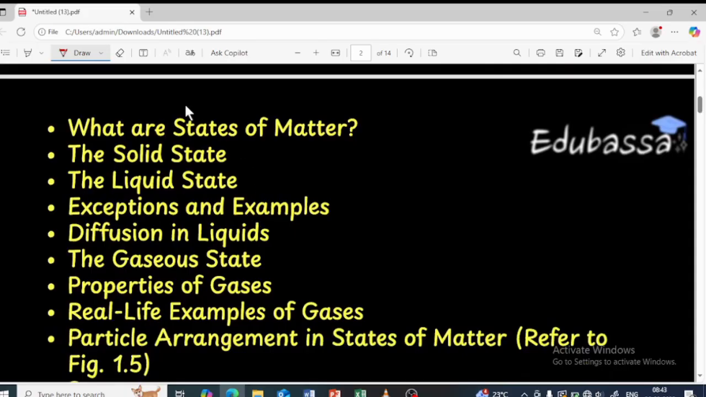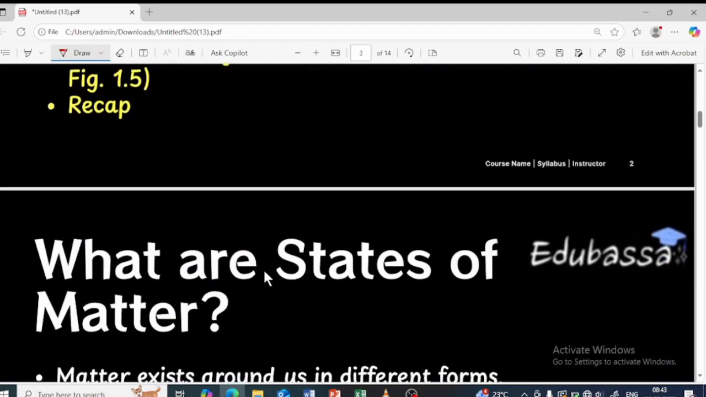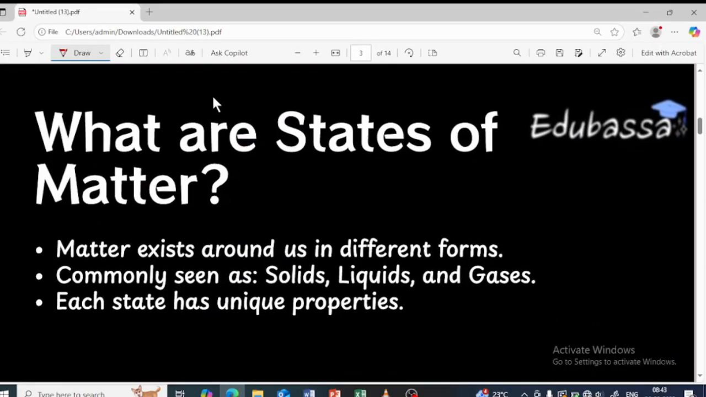So these are the content part. In this video we are going to learn about what are states of matter, what do you mean by solid state, what is liquid state, which are the exceptions as well as the examples, what do you mean by diffusion in liquids, the gaseous state, properties of gases, real life examples of the gases, and the particle arrangements in the states of matter. Yes, so let's get into the video.